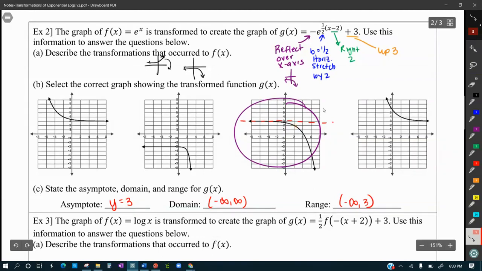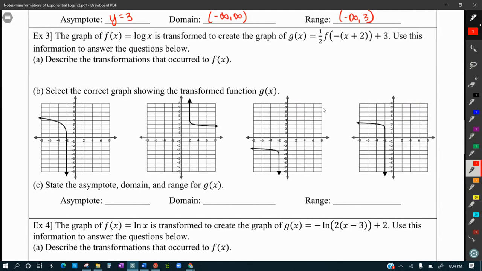Now for the y, or the asymptote, we have it at y equals 3 now. The up and down controls where the asymptote is going to be. So originally it should have been at 0, but if I moved up 3, that means my new asymptote is at y equals 3. Domain is still all real numbers, furthest left to furthest right, but my range has now flipped. The lowest value of y possible is negative infinity. The highest possible value of y is up to 3, but not including 3, which is why it has a parenthesis. Let's look at some logs.